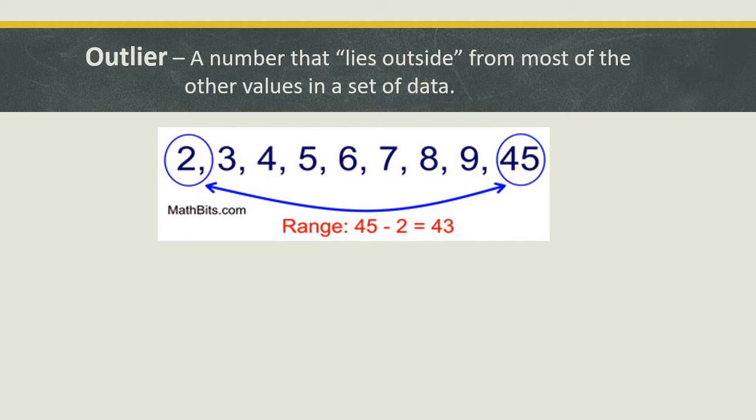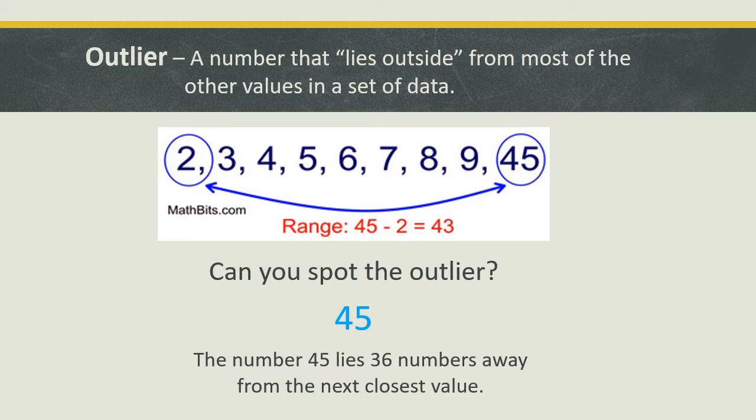But do you notice that most of the numbers are closer together than one other number? And it's pretty easy to spot the outlier. The outlier here is the number that lies furthest away from all the rest, and that number is 45. The number 45 lies 36 numbers away from the next closest value. So 2, 3, 4, 5, 6, 7, 8, and 9 are all grouped close together. 45, however, is 36 values away. So it is the outlier.